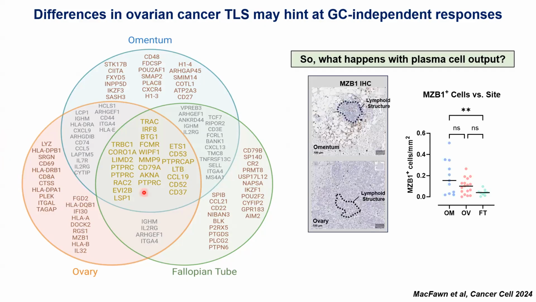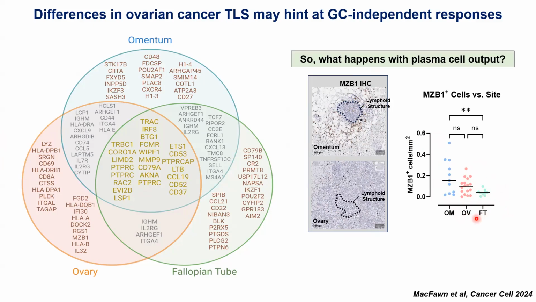And when we look at the plasma cell readout from this study, in the omentum, where there's more germinal centers, you see a lot of plasma cells around that germinal center. But in the ovary, it's quite devoid. But when we look at the readouts across tissues, ovary tumors actually have more plasma cells across the tissue than the fallopian tube. And so that's interesting to us because they have less TLS, they have less TLS with germinal centers, and the fallopian tube has a lot of TLS with germinal centers.